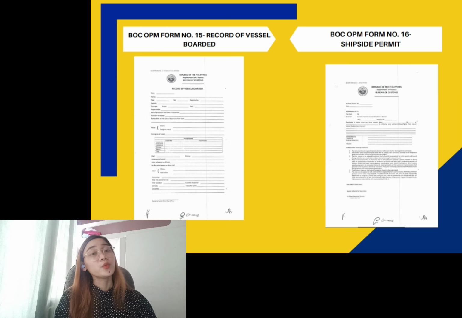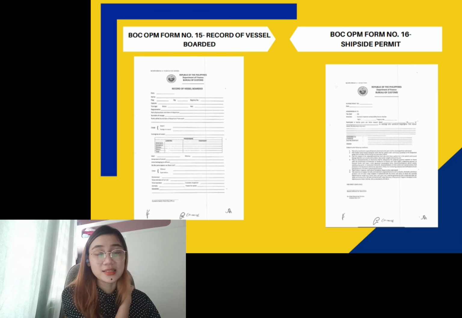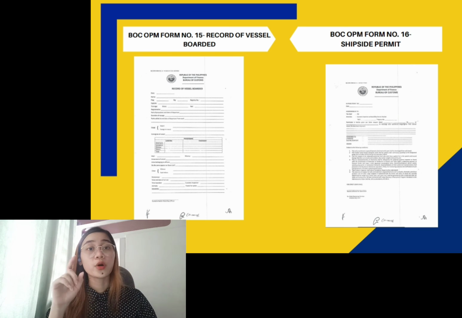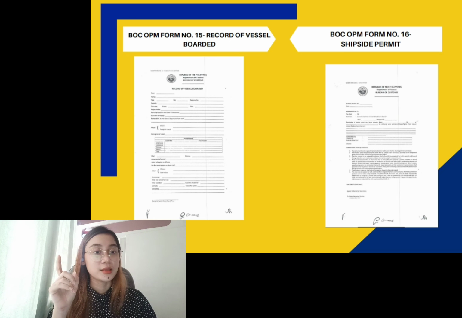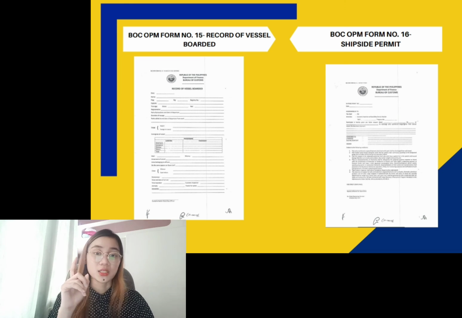So as we have noticed, in the annexes, these are all forms or permits that we will encounter once we become customs officers. All of these are under CM number 22 series of 2010, and these are all permits and documents or reports.